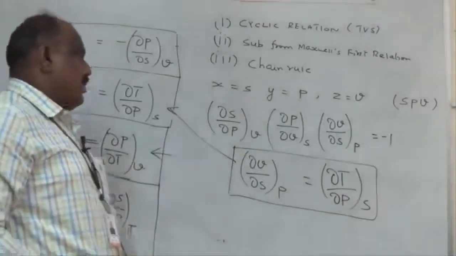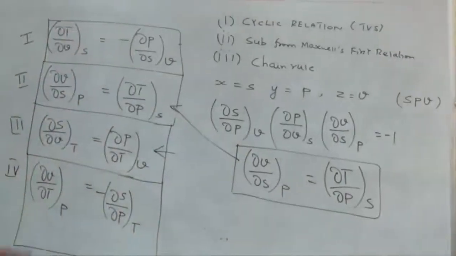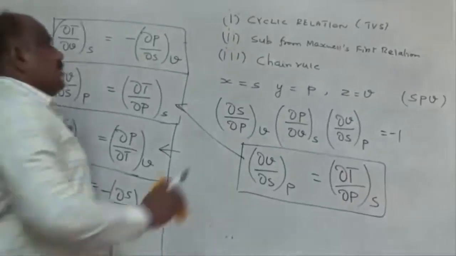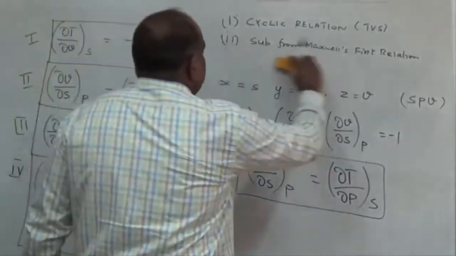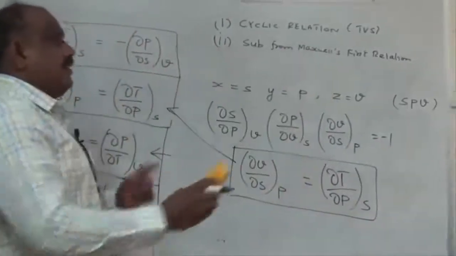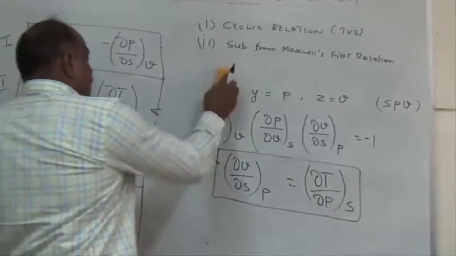So let us move to the last one, which is nothing but the fourth relationship. In the fourth relationship, there is no need to apply the chain rule, but it is slightly varying. I will deal with it.